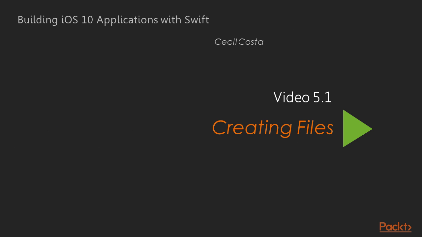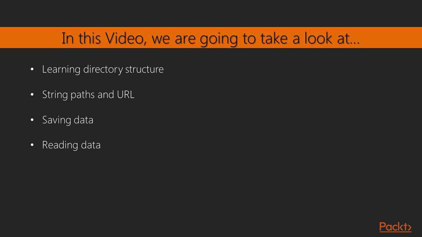Now we move on to the first video of this section that deals with files, which is a very common task. In this video, we're going to take a look at how to save data onto the local device. To do so, we'll see the directories available for our app, how to obtain such information, and then we'll be able to save them on the local device.